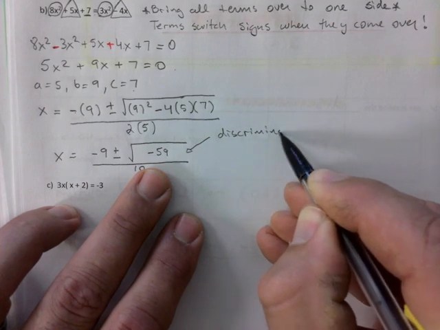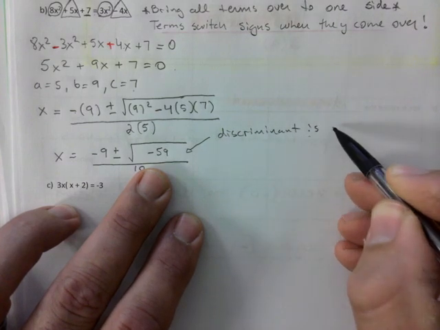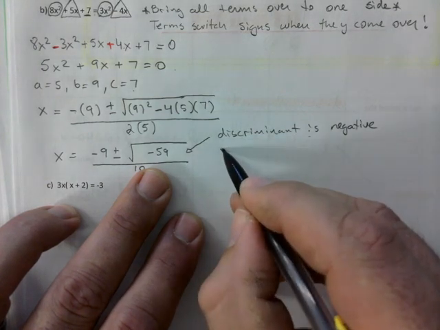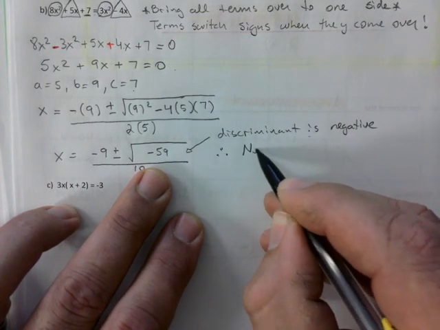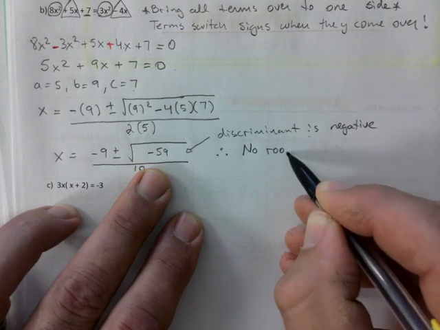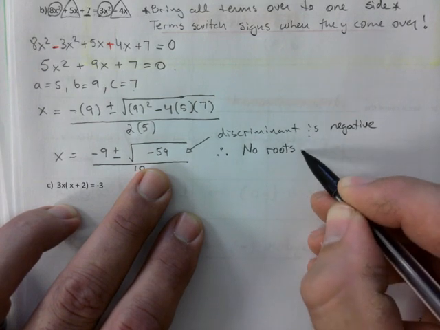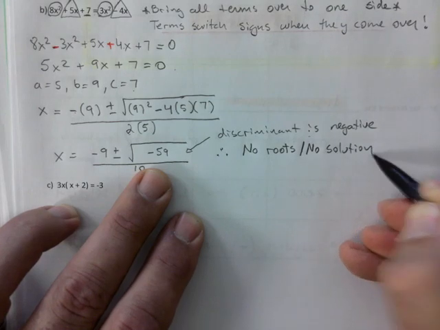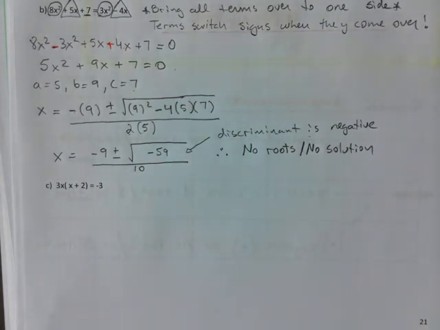Discriminant is negative, therefore no roots, no solution. This quadratic cannot be solved. It will never cross the x-axis.